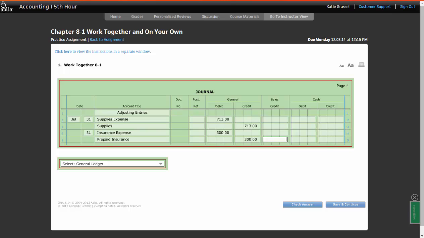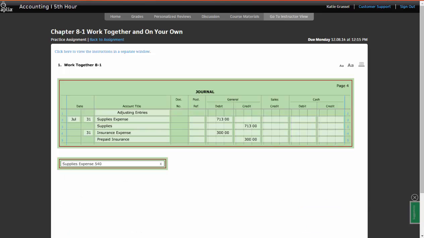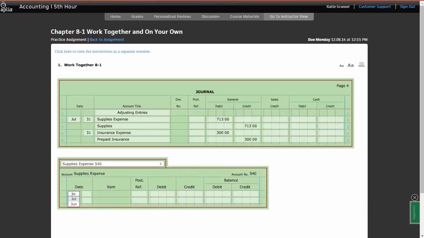So I'm going to go in my very first line here. I'm going to find supplies expense. Supplies expense does not have anything in it yet. So I have to put my month and my day. My post reference is what? 4. Why 4? That's the page number. And supplies expense is being debited $713. So I take this $713 here and I put it there.